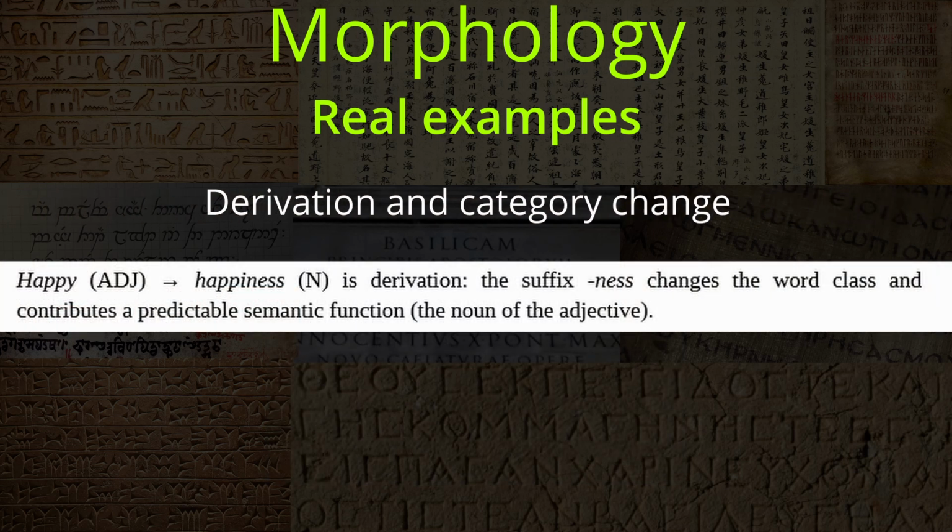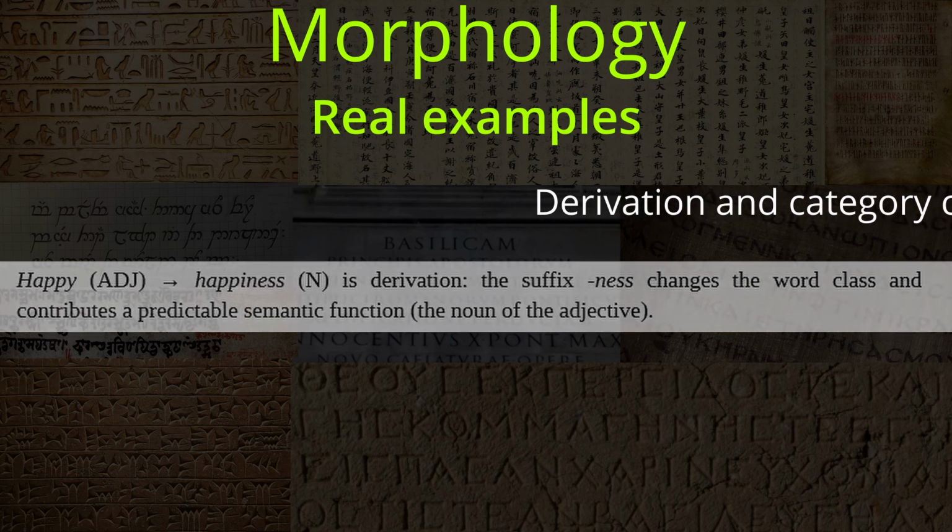And then, derivation and category change. For example, happy as an adjective becomes a noun when we add ness, becoming happiness. So, happy and happiness. Here we have a derivation. The suffix ness changes the word class and contributes a predictable semantic function, the noun of the adjective.